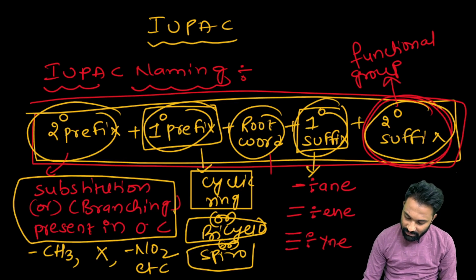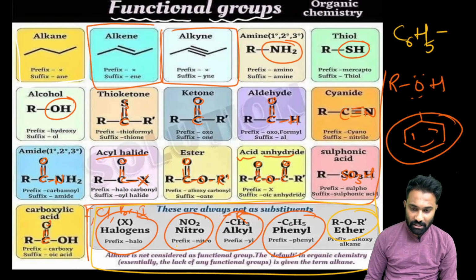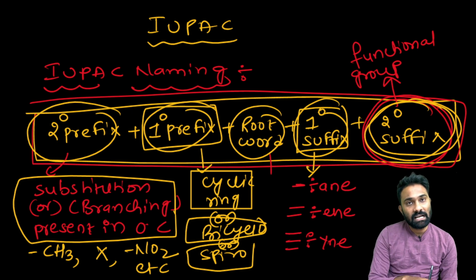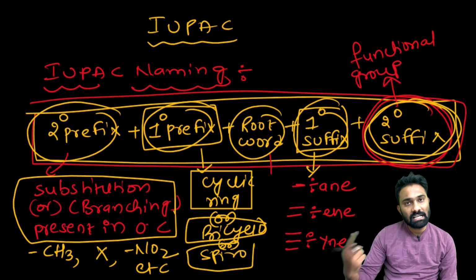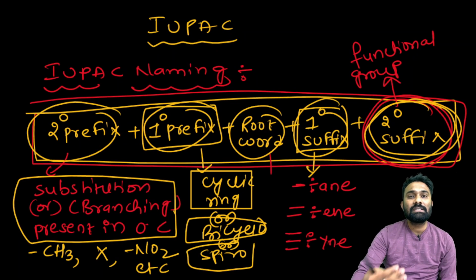Clear? Next, what does the 2 degree suffix say? We have already studied the functional groups, right? If any functional group is present in the compound and it is acting as a substituent, it takes the prefix. If it is acting as a functional group, it takes the suffix. Clear? It's prefix and suffix. First we will learn IUPAC naming for the functional group. First we will go with the basics, then after that we will give complex reactions and complex IUPAC names also. Clear?